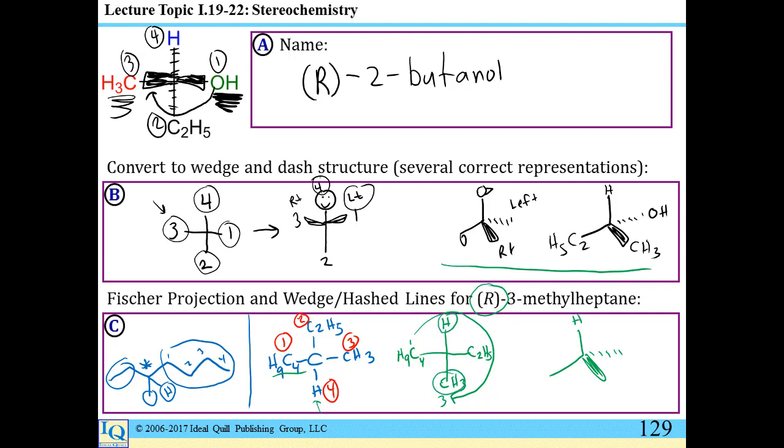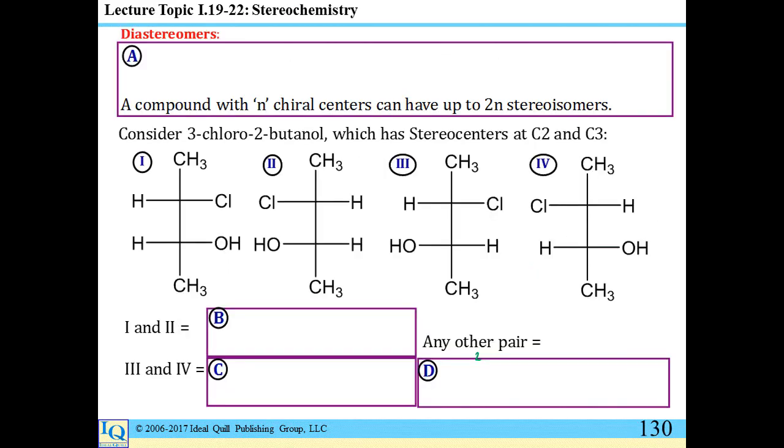If I went through the same process, head, feet, right hand, left hand, I would then have another way to draw R-3-methylheptane. And again, there are 12 different ways at least you could draw this based on the previous pages. Whatever you find works for you to draw this, this is one method.